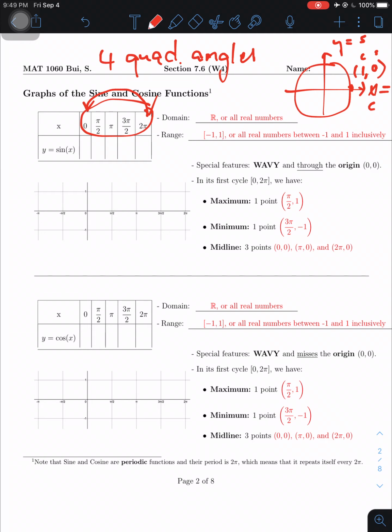In the same way, you can find a point here that corresponds to the angle of 90 degrees, the point here corresponding to the angle of 180, and lastly we have 270. So we're talking about sine.